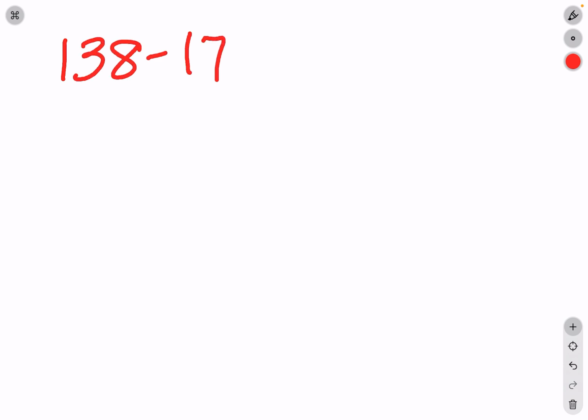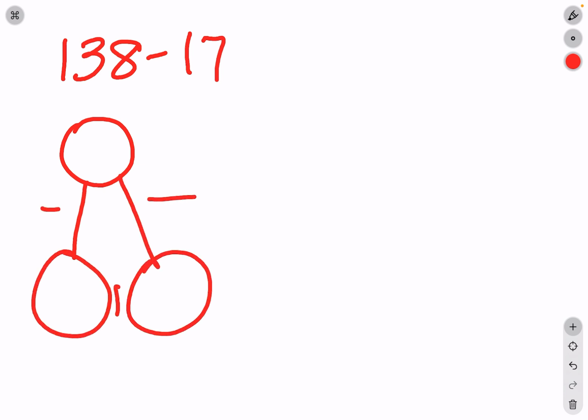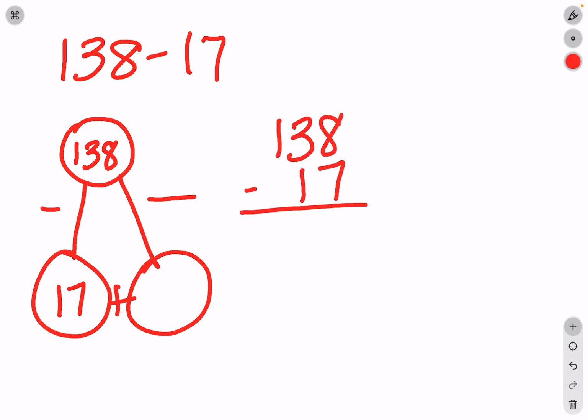Okay, here is another problem. Again, after I tell you the problem, I want you to pause the video and I want you to solve it all. 138 minus 17. Put it in a number bond. Then solve it and then add to check. 138 should be your total. 17 should be your part. So you're going to be subtracting 138 minus 17.